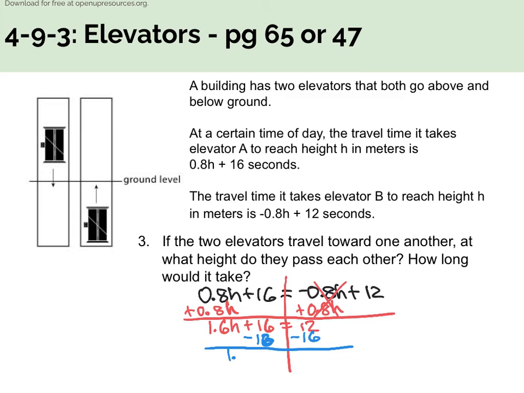So we're going to have 1.6h, positive negative 16 make zeros. And then what is 12 minus 16? 12 minus 16 is negative 4. Then remember, we want h and 1.6, they are multiplying. We want to get h by himself. So we're going to go ahead and divide by 1.6 on both sides. 1.6 divided by 1.6 is 1, it leaves h by itself. And then negative 4 divided by 1.6 is negative 2.5.